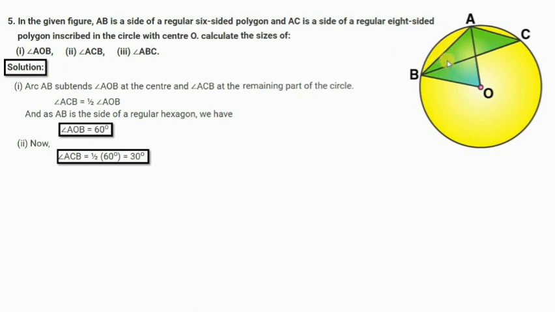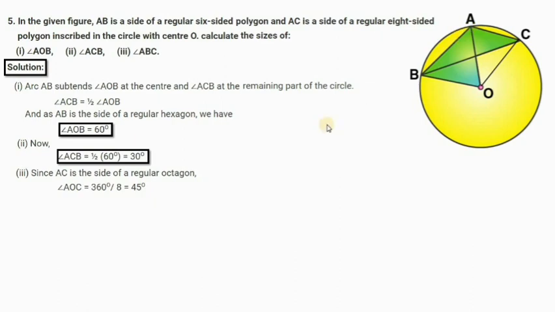Before we calculate ABC, let us join O and C here. Now AC is subtending angle AOC at the center, and in the remaining part, that is in this part, AC is subtending angle ABC. So I can say that this central angle will be double the angle ABC. Again AC is one of the sides of the eight-sided polygon.